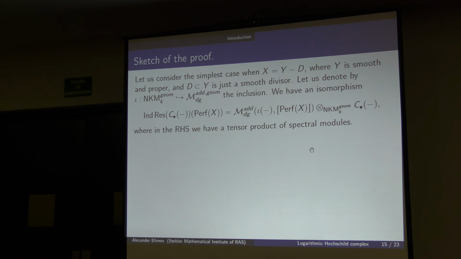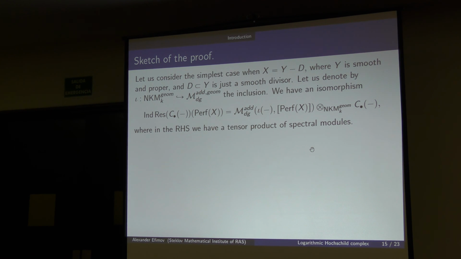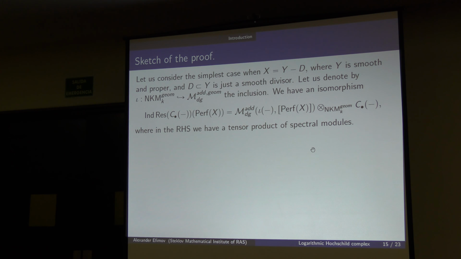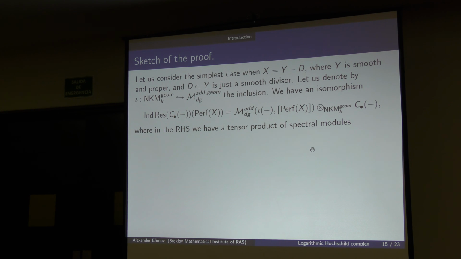We need to take Homs from all smooth and proper geometric DG categories to our category Perf of X, and tensor it over this non-commutative, geometric K-motives, with the Hochschild complex. So the Hochschild complex is considered somehow as a left model of this category with values in mixed complexes, and this left functor is a right model. So we just need to take the product of left and right models.